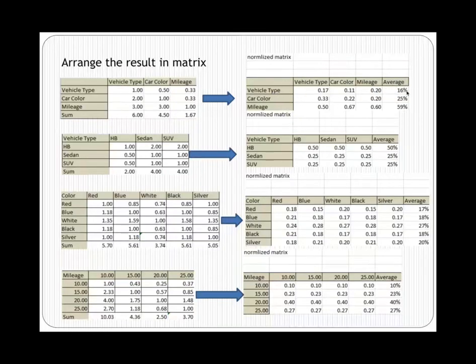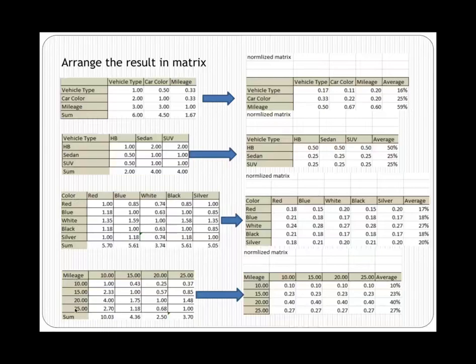So vehicle type will be given a weightage of 16%, car color will be given a weightage of 25%, and mileage will be given a weightage of 59%. So this is the normalized approach in AHP. Now for each feature we do the same thing for all of the unique values in that feature. So for example, vehicle type will have hatchback, sedan and SUV, and we give priorities of each of them, and then we get the normalized weight matrix, and so on for color and for mileage.